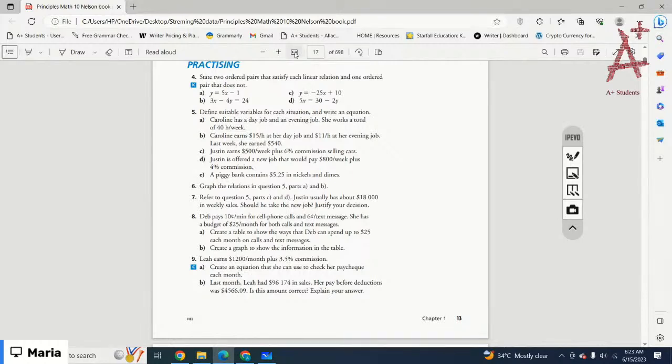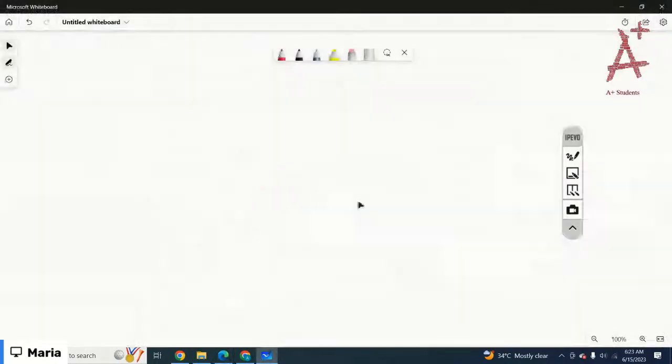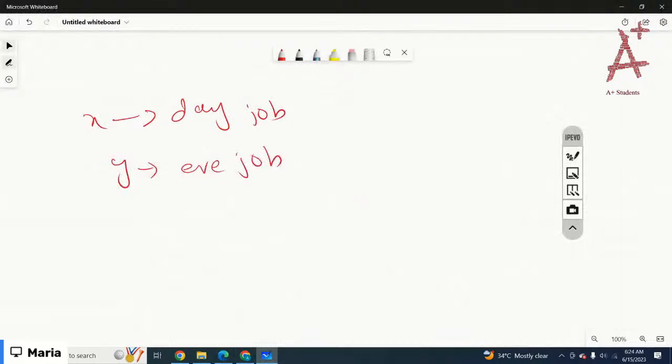She works two jobs, a day job and an evening job, so you have to select two variables. For example, x represents the day job and y represents the evening job. The total hours she works is 40 hours, so it would be x plus y equals 40. That is the equation for the first part.